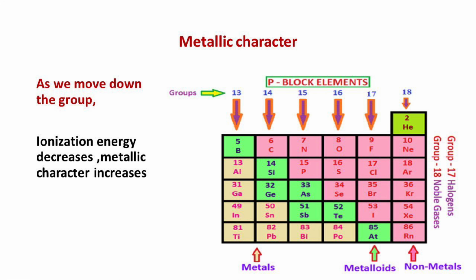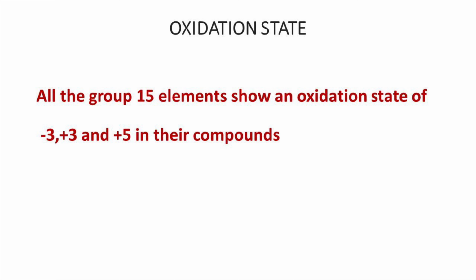As we move down the group, ionization energy decreases and metallic character increases. Thus, nitrogen and phosphorus are nonmetals, arsenic and antimony are metalloids, whereas bismuth is a metal. The next general characteristic is oxidation state. A variety of oxidation states are shown by group 15 elements. We know the valence shell electronic configuration of group 15 elements is ns2np3. So, the common oxidation states of these elements are -3, +3 and +5.